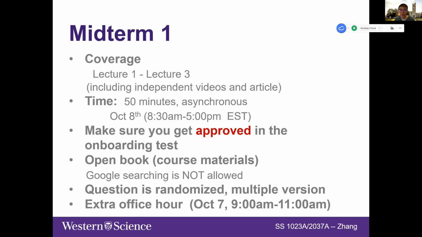If you try different browsers and Proctor Track still doesn't work, then the first thing you probably need to do is contact the help desk right away to see whether they can help you. And if you tried everything and it still doesn't work, then we will figure out another way to proctor you.